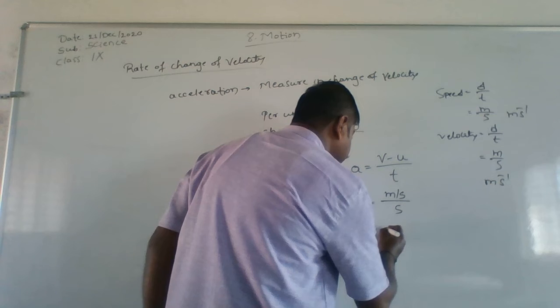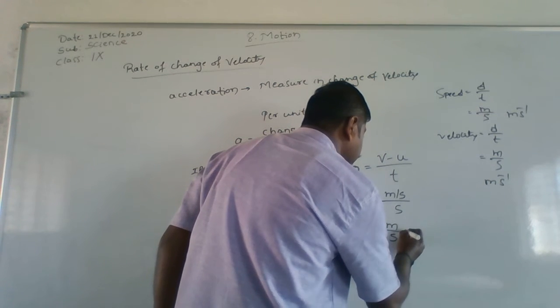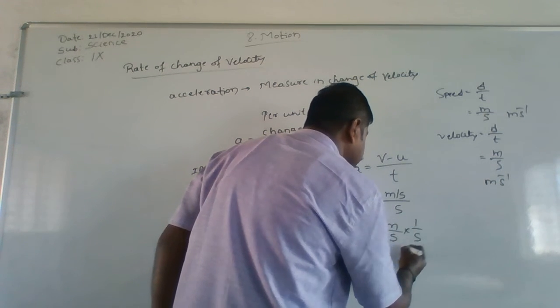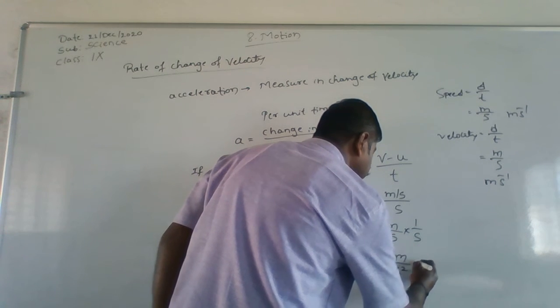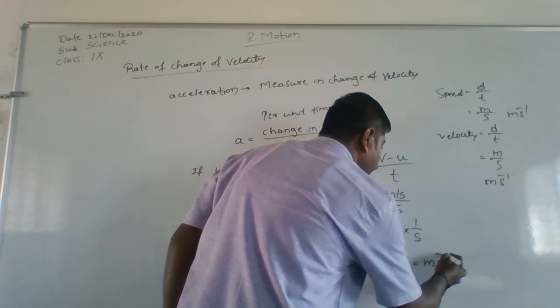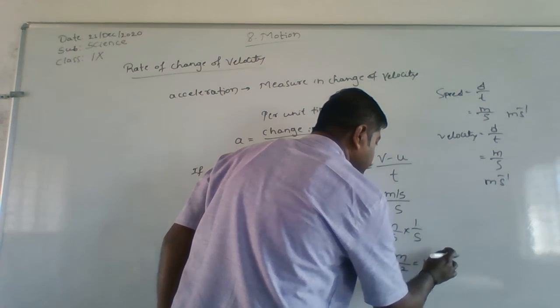So that is nothing but m by s into 1 upon s, that gives you m by s into s, that is s square, that is meter per second square.